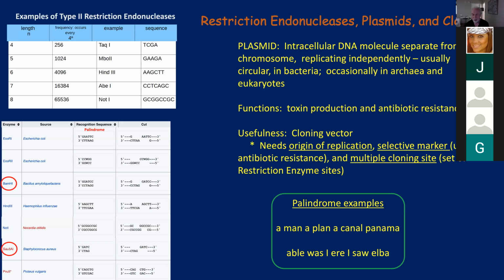Okay, now we're going to talk about plasmids and cloning. Now, what is a plasmid? It's a circle of DNA, usually. Not always, but usually plasmids are circles. They're found primarily in bacteria, but some occasionally occur in eukaryotes. They often have functions associated with them, like encoding a protein that's toxic or an antibiotic resistance.